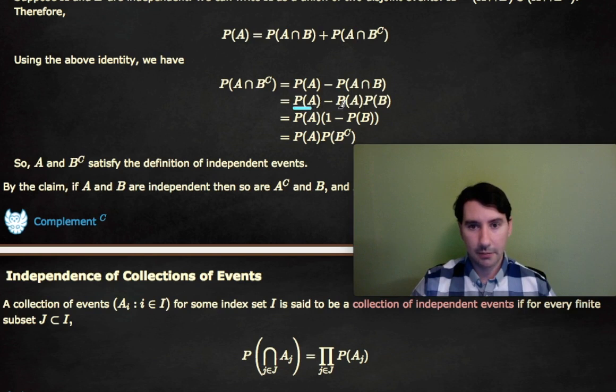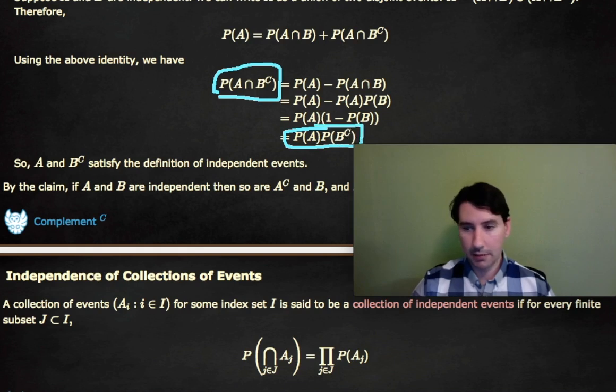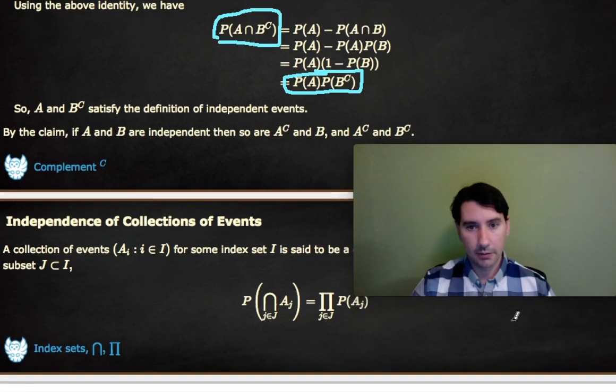Then we can factor out the probability of A to the front. So this is the probability of A times 1 minus the probability of B. And 1 minus the probability of B is the probability of B complement. So P of A intersect B complement is P of A times P of B complement, which by definition means A and B complement are independent. You could also do this with A complement and B, or A complement and B complement. So when A and B are independent, so are A and B complement, A complement and B, A complement and B complement, and so on.